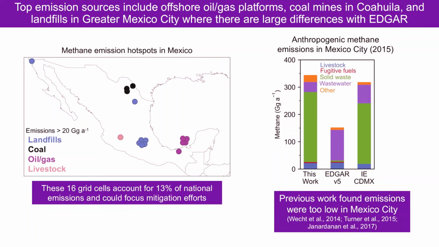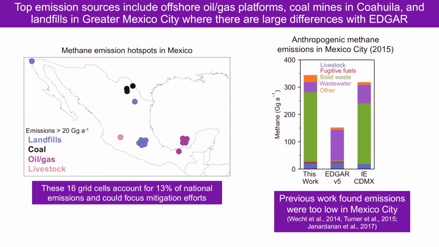We ended up finding that most of our hotspots are related to landfills in Mexico, especially in Mexico City. Some of these are also landfills that aren't actually in operation anymore. And then we also have quite a few fossil fuel related hotspots. These grid cells, even just the 16 I'm showing here, actually account for 13% of national emissions. And so they are quite a large fraction that could achieve significant mitigation if targeted, if our bottom-up information is accurately reflecting emissions.